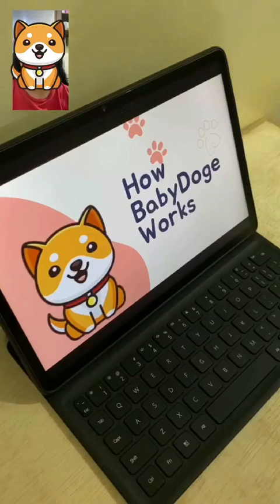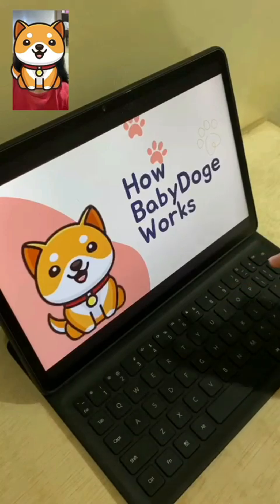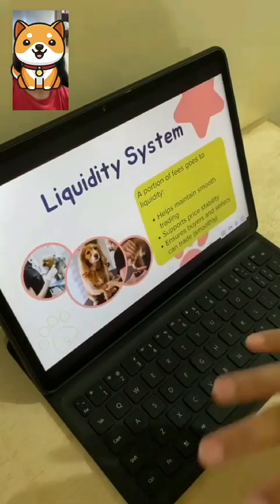Yesterday we discussed what Baby Dutch is, the core ideas of Baby Dutch, and that Baby Dutch runs on BSC, the data economics, and the reflections. Now we're going to discuss the liquidity system.